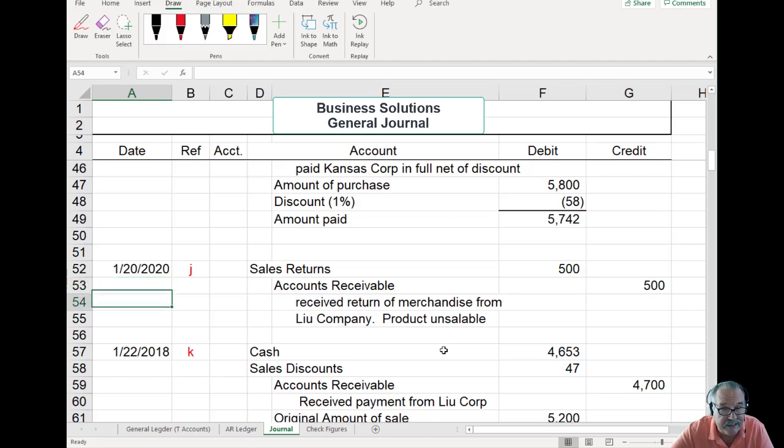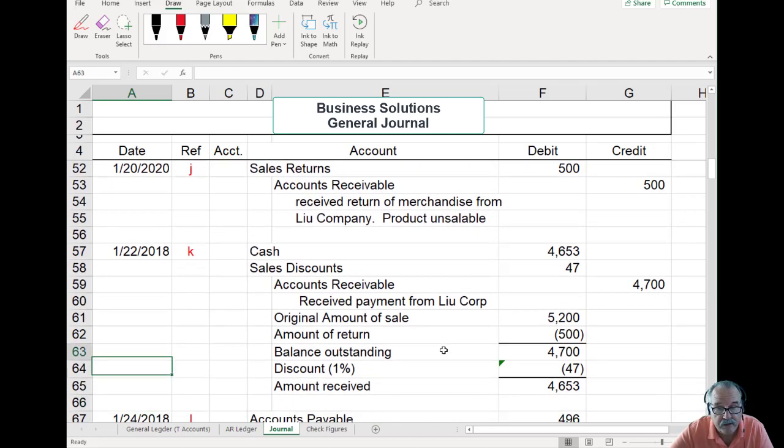On the 22nd of January, this is transaction K. The company received the balance due from Lou, net the discount and the allowance. So we gave our customer a 1% discount, but they had returned, or actually we gave them an allowance for some product that was broken or spoiled. So we have the amount of the sale is $5,200 originally. The amount of the return was $500.